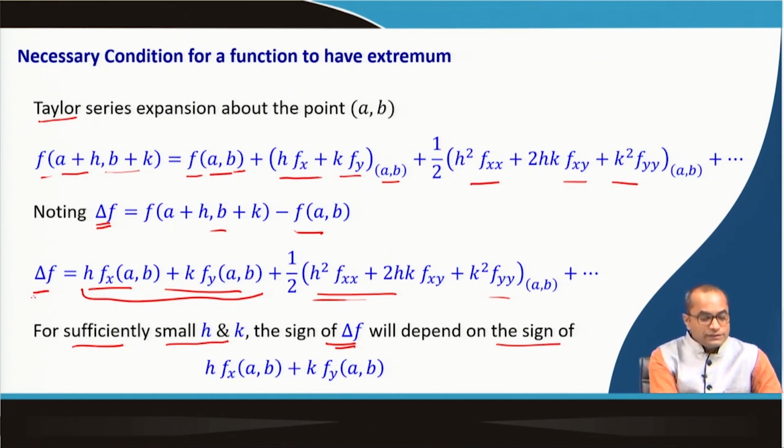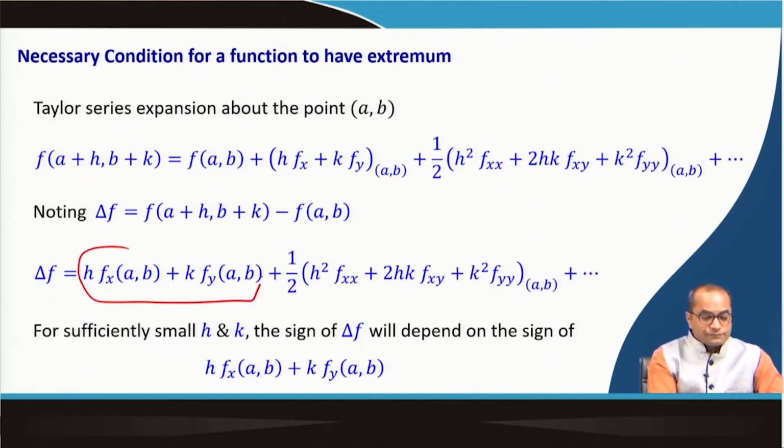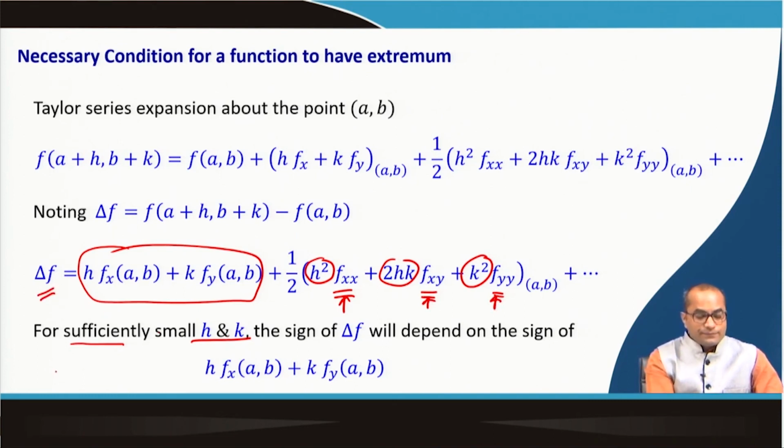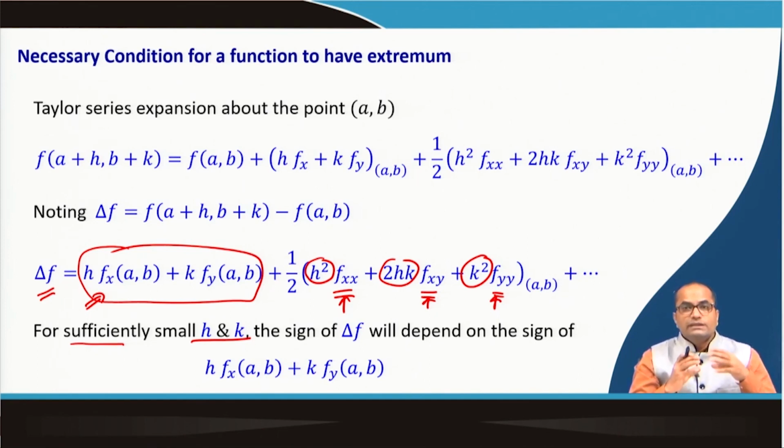So, the sign of this delta f will depend on the linear terms here, because it does not matter how large these second order derivatives are, for sufficiently small h and k, because here we have the square terms, here also 2hk, here also k square. It does not matter how large these values are, the sign of delta f for very small h and k will depend only on the sign of this h f_x plus k f_y, the leading term, the leading linear term.